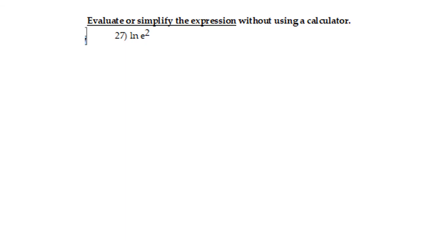Now this one says simplify without a calculator, and it is a natural log. Whenever you see the letters L and N, that's natural log. The thing to remember with a natural log is there is an understood base of e there. And we had talked about the inverse property of logs. Anytime you have two bases side by side, they tend to cancel each other out. So that final answer is just the exponent 2.